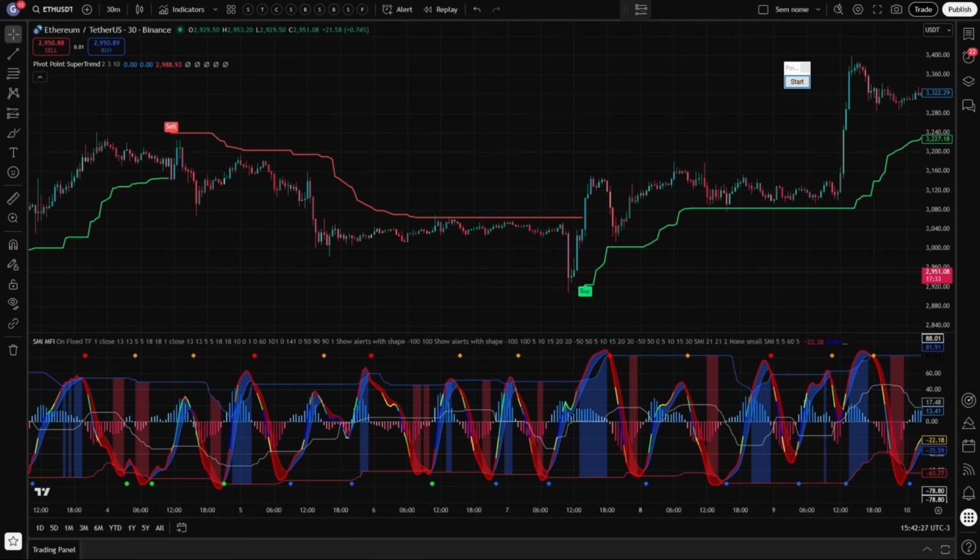This indicator effectively integrates momentum and money flow, aids in filtering out unreliable signals, performs exceptionally well when trading with the trend, and even forewarns you of potential reversals. But remember, no indicator should be used in isolation.